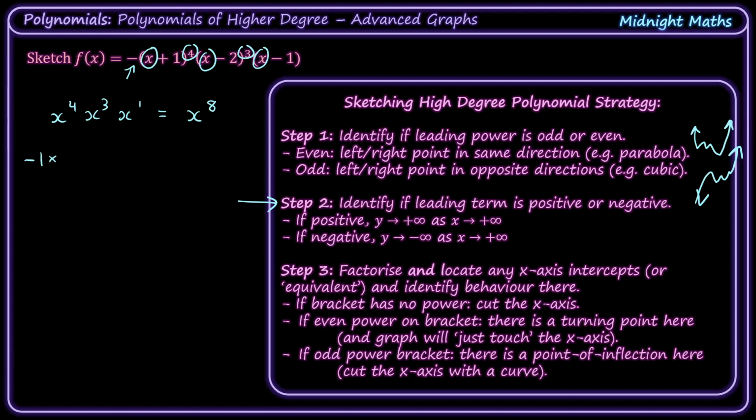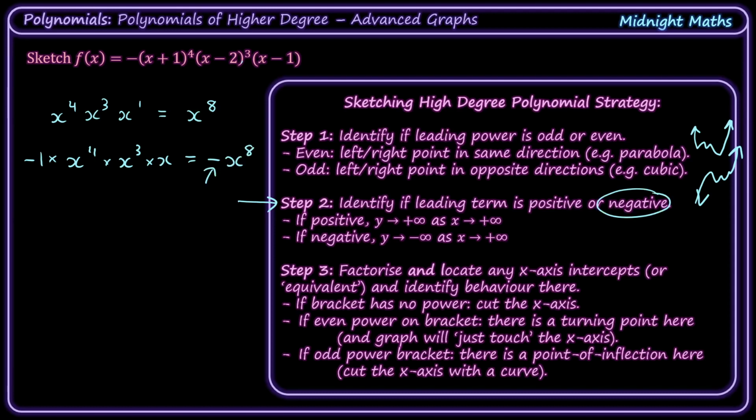Then I have, from this bracket, just an x to the power of 4. From this bracket, it's just x to the power of 2. Oh, sorry, 3. That's a 3 in there. And then from this bracket, it's just an x. So you can see, after all of these, when I multiply them together, I get negative x to the power of 8. So my leading term in this case is negative.